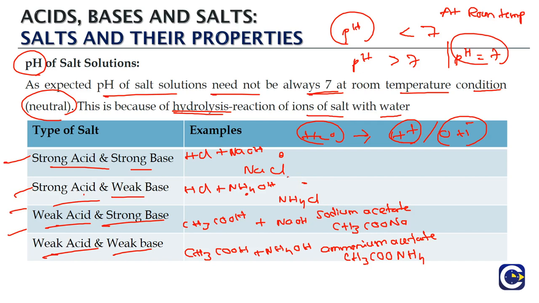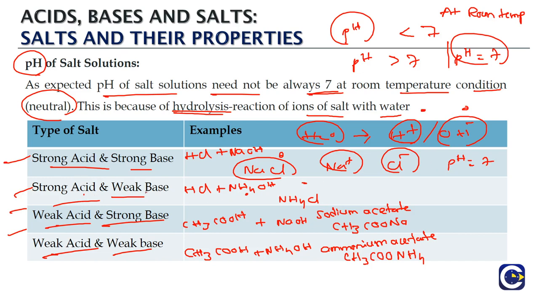If you look at the NaCl, here the Na plus is coming from strong base, Cl minus is coming from strong acid. So they don't react with either the H plus or OH minus. Means this particular solution will not have any change in terms of H plus or OH minus ions count. Hence it will be neutral. So this is going to be having pH equal to 7.